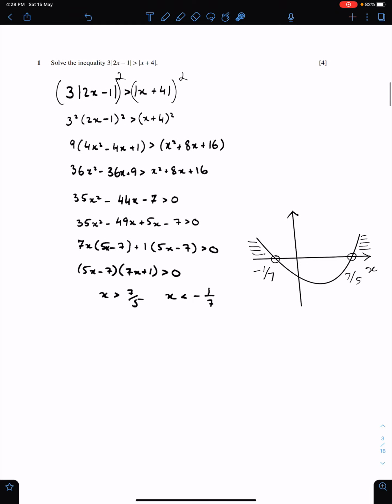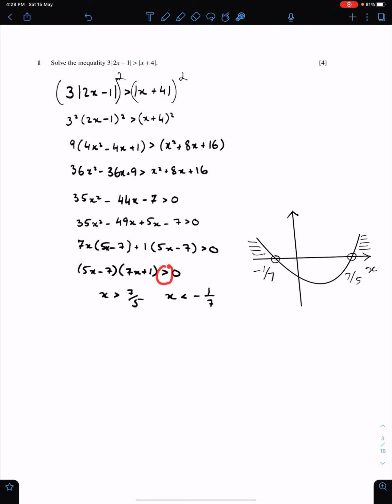Question number one, solve this inequality. In order to solve this inequality, we first remove the modulus from both sides. So by squaring on both sides, we can remove the modulus. By expanding these two expansions, we have this result. By bringing everything on left hand side and breaking the middle term, and after taking common, we have got the complete factorized form of the inequality.